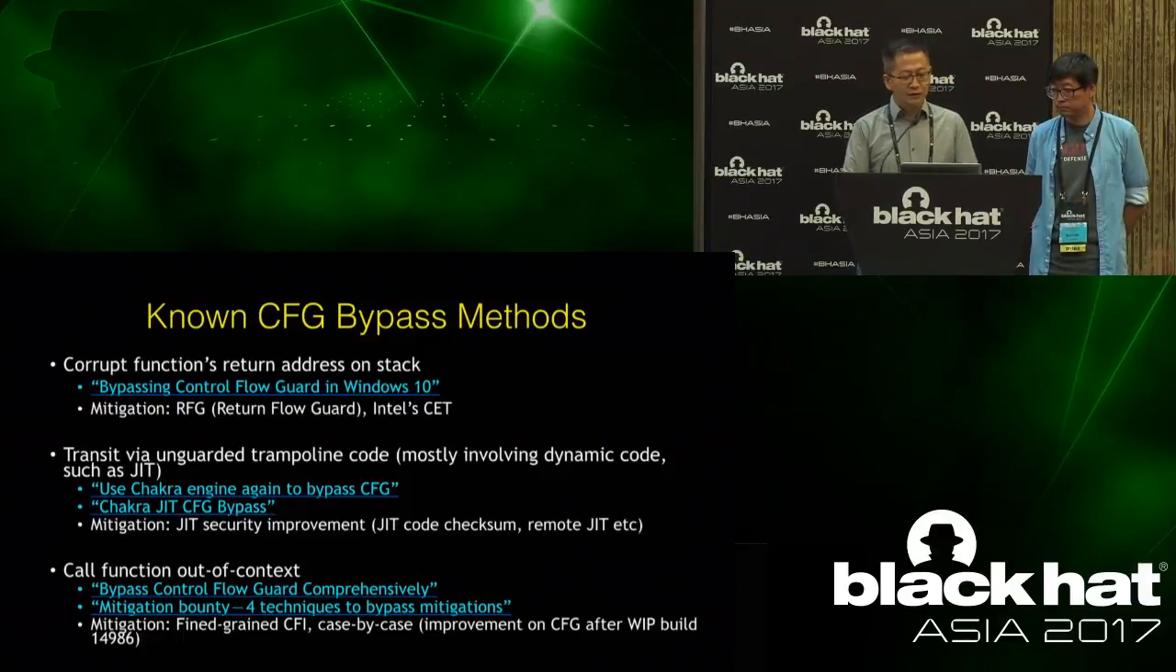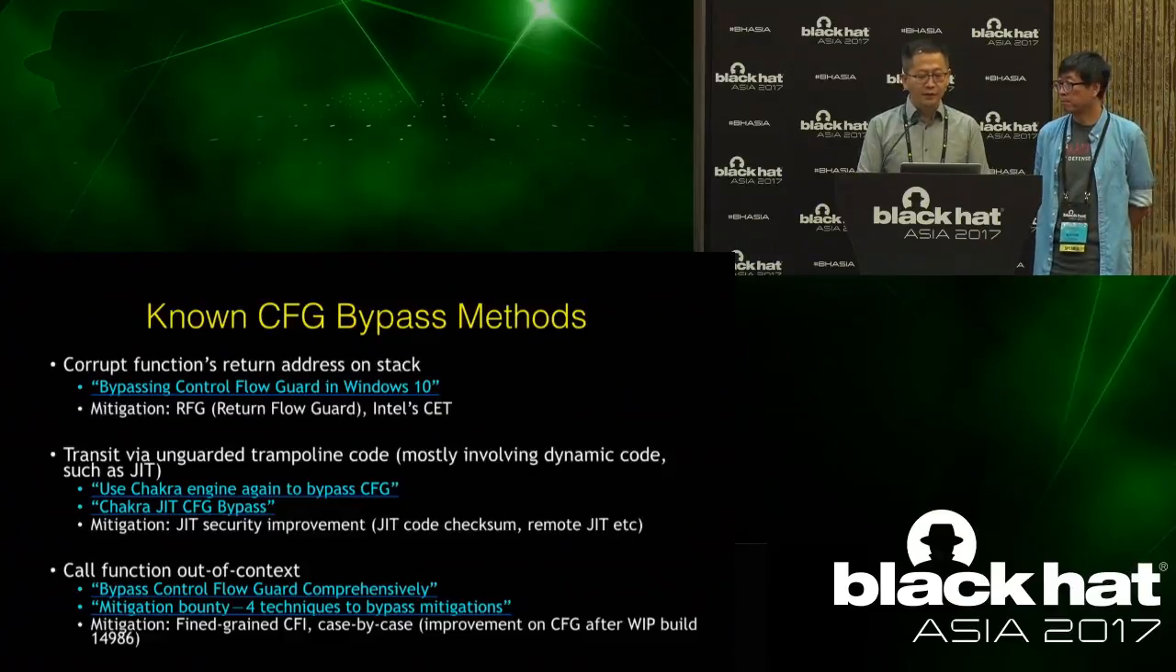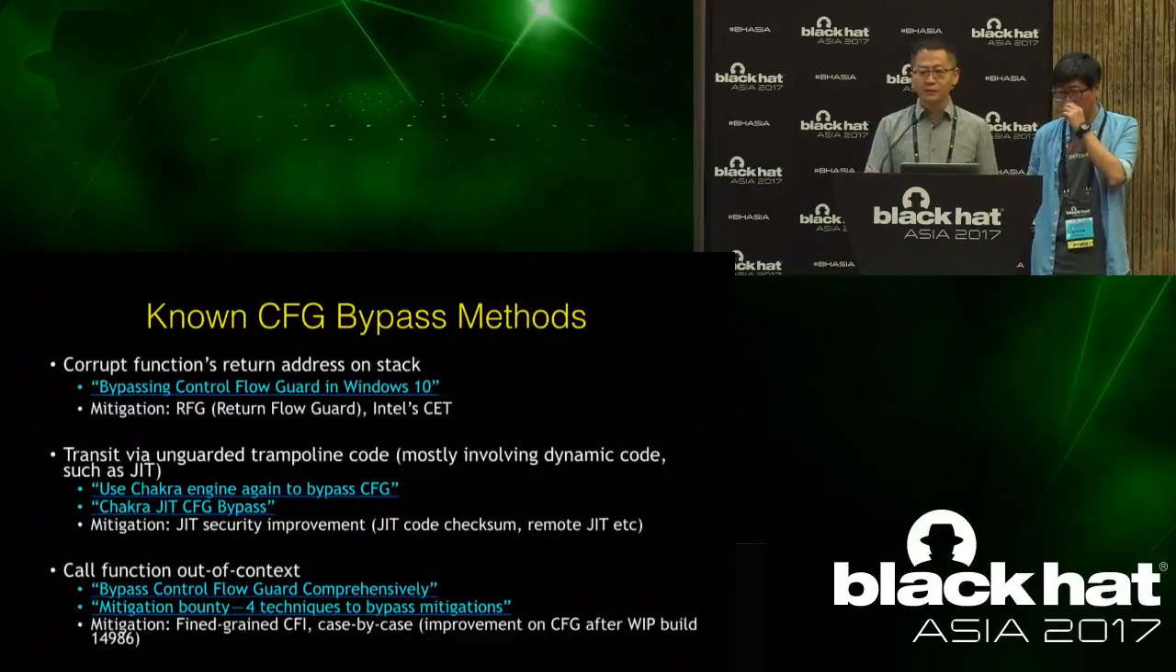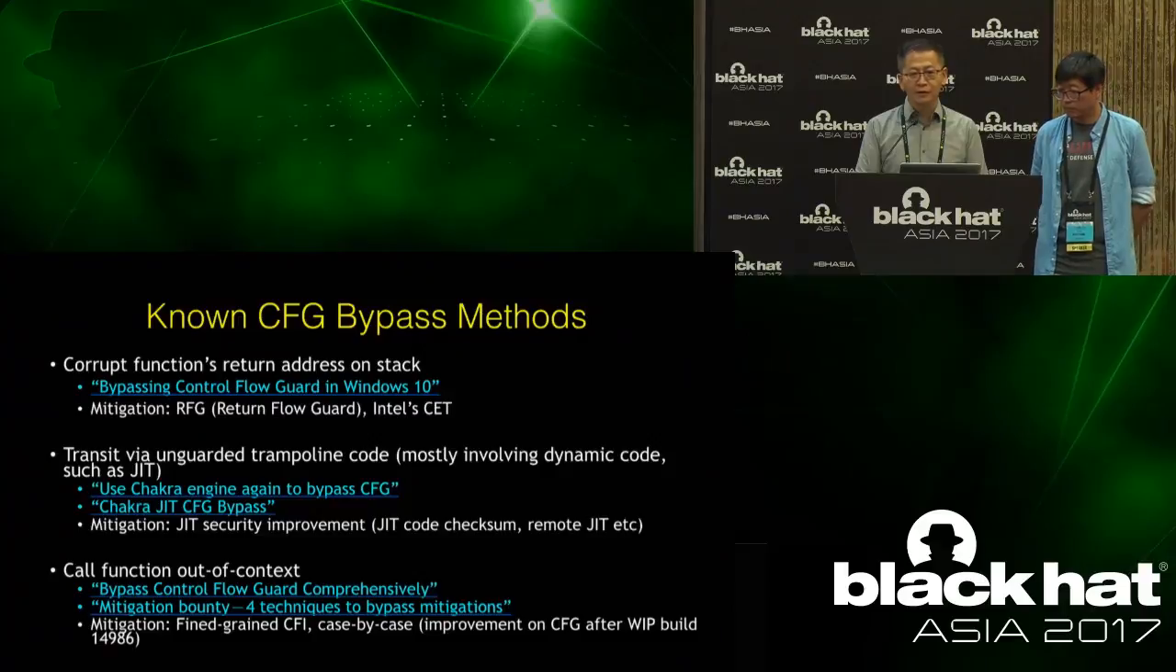The next one is to do some kind of a transition via unguarded trampoline code. This is mostly done by dynamic code, especially JIT. You can use JIT to bypass that. There are two works that we listed here. The mitigation for the JIT part is, obviously, JIT security improvement. For example, you can do the JIT code checksum.